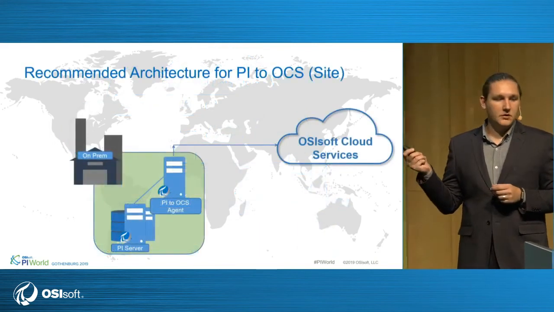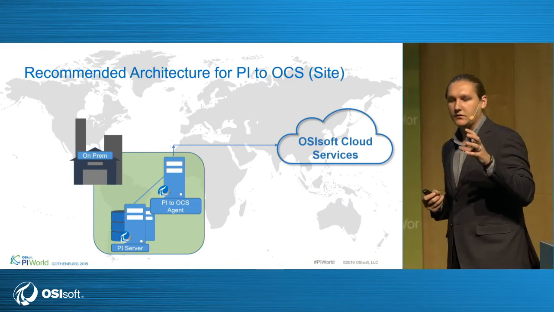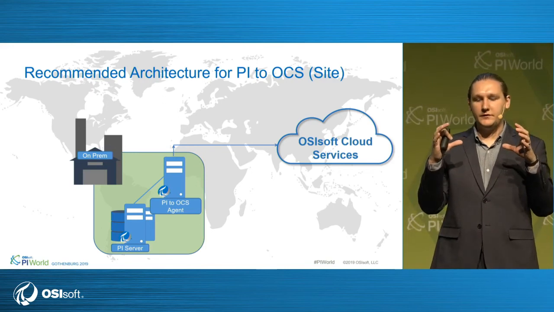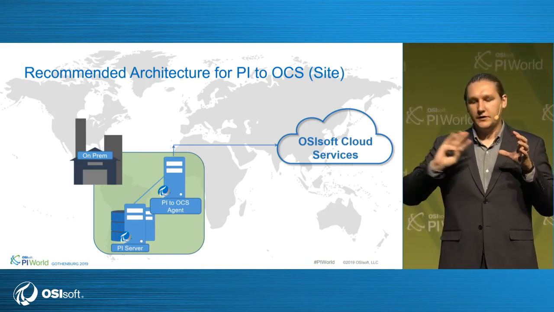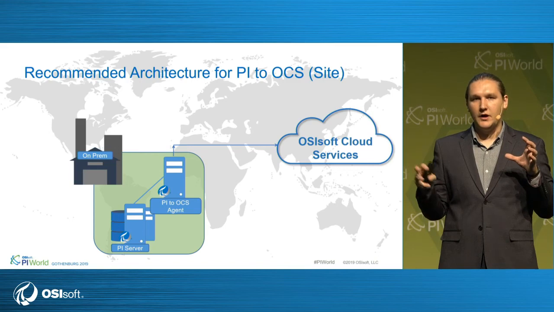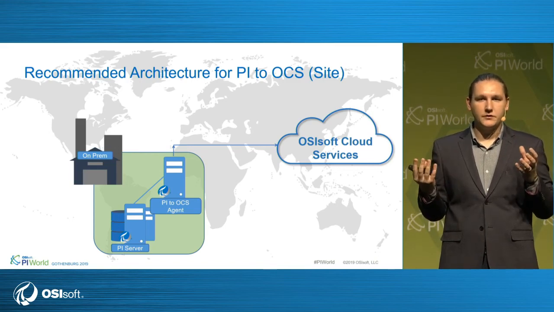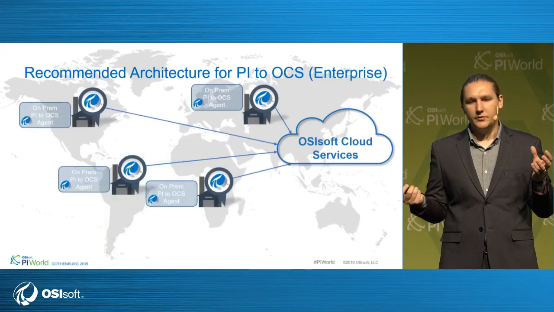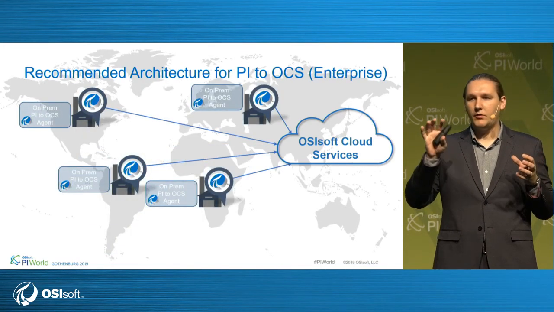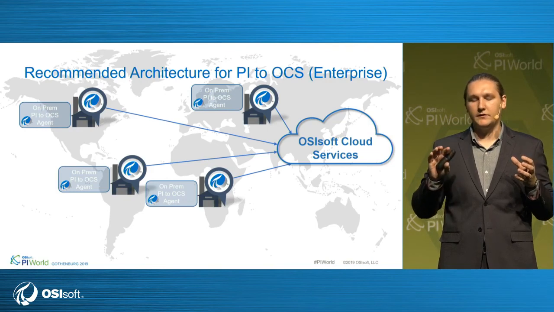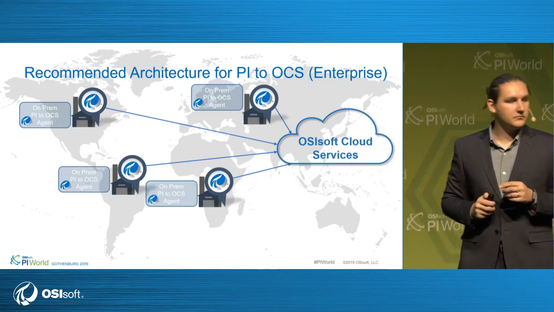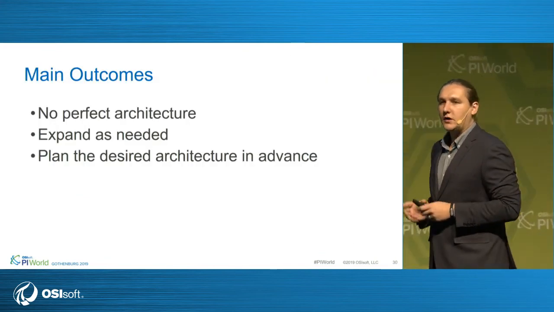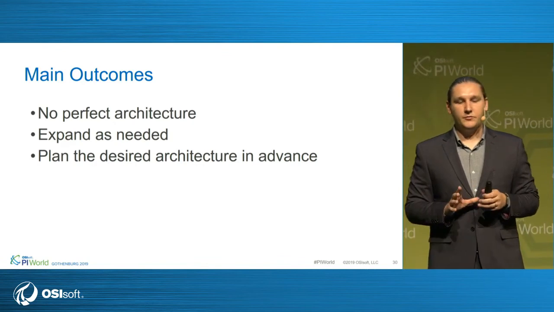So when we talk about one plant, it's pretty easy. We have an on-premise PI system, we install the agent, and the agent sends data to OCS, for example as a pilot project. And once the pilot project is successful, we can also implement it onto various plants and various sites all over the world. It's pretty easy, right?